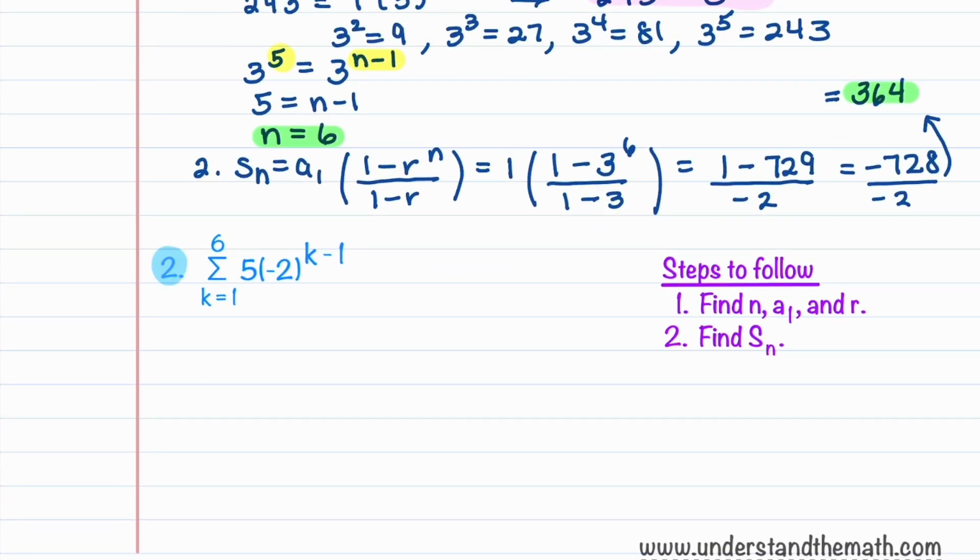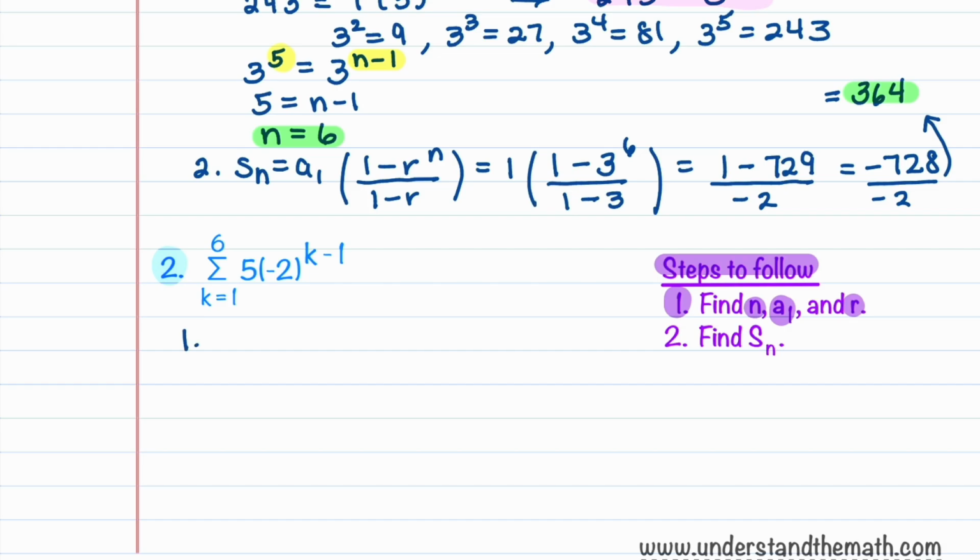Let's now look at another example. This example looks very different. Sometimes when we have a sequence, we are given the sequence in this form and not given the individual terms. But that's okay because it still has everything that we need. Let's look at our steps over here to the right.